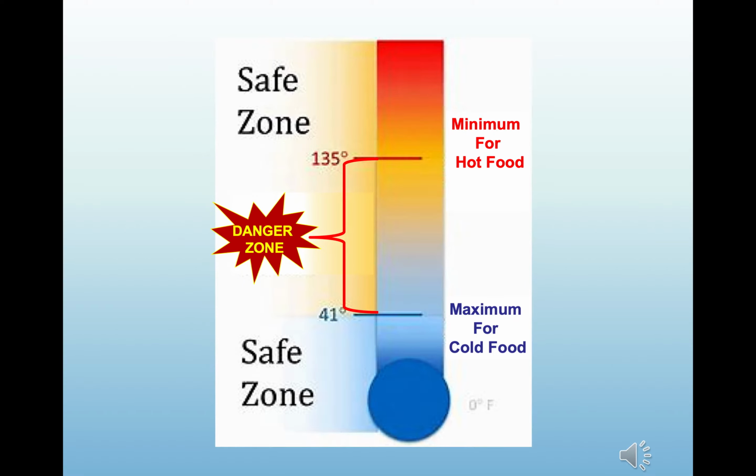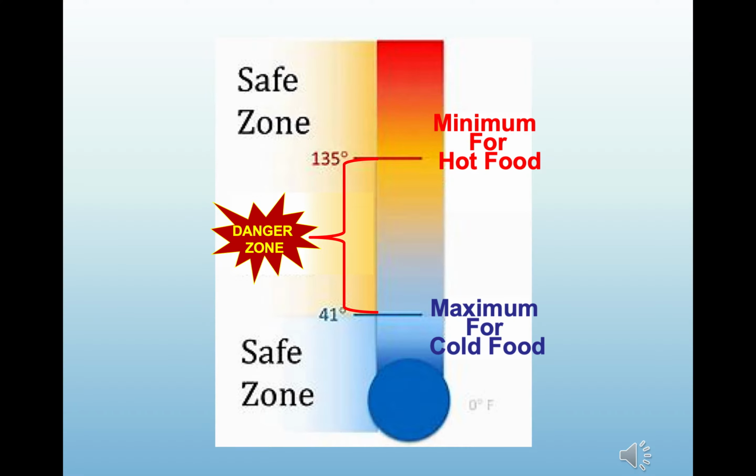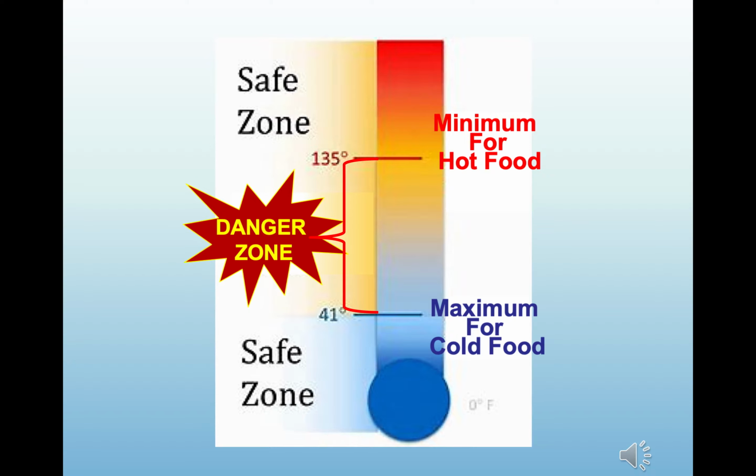Next, we will discuss what the danger zone is, how foods get into the danger zone, and why we want to keep foods out of the danger zone. The danger zone is the zone between 41 degrees Fahrenheit and 135 degrees Fahrenheit. Remember that those temperatures are the maximum temperature for cold-held foods and the minimum for hot-held foods. The zone between our hot and cold holding temperatures is called the danger zone because it is in this zone that bacteria and pathogen growth is the most efficient.